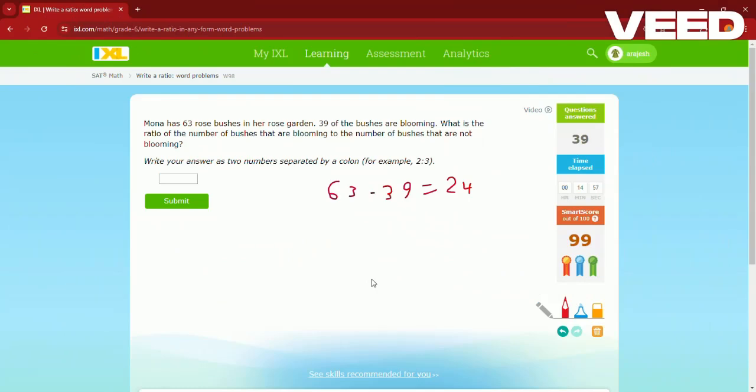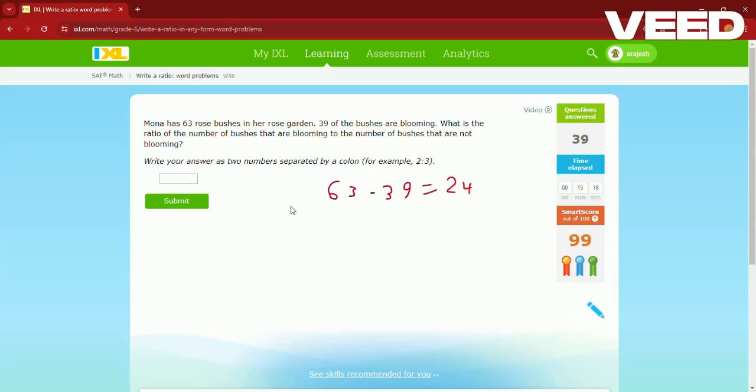Mona has 63 rose bushes in her rose garden. 39 of the bushes are blooming. What is the ratio of the number of bushes that are blooming to the number of bushes that are not blooming? Write your answer as 2 numbers separated by a colon, for example, 2 to 3.